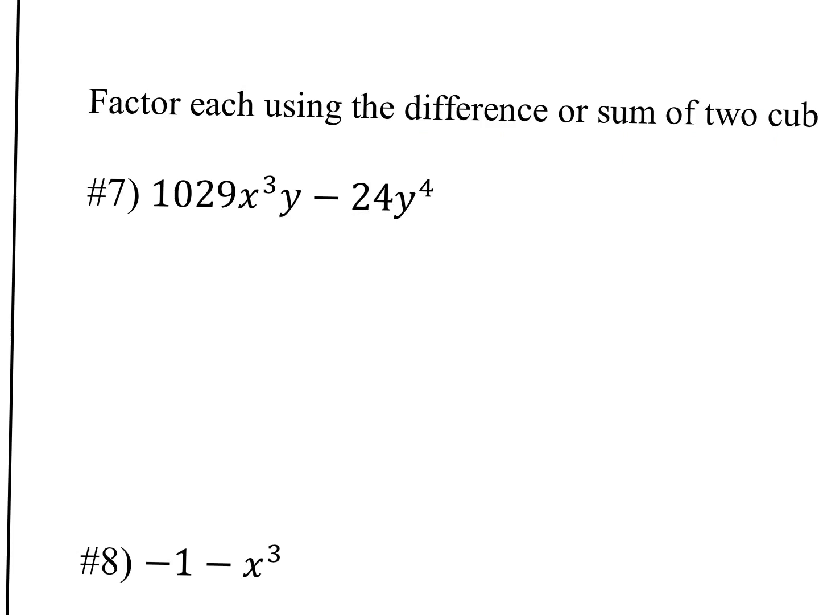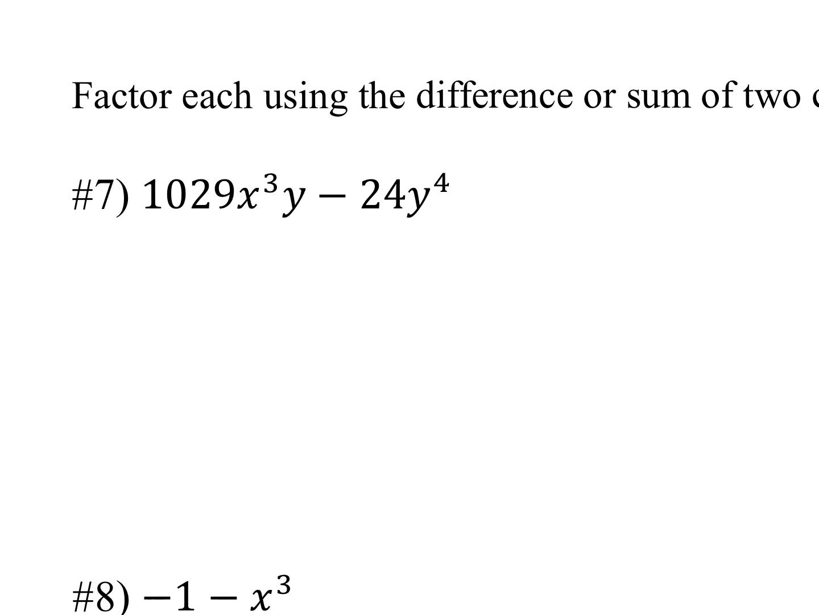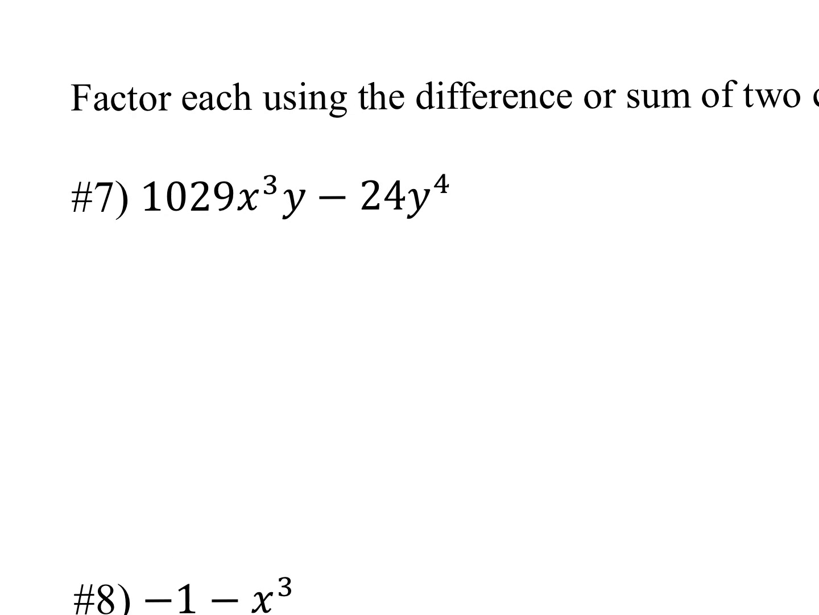Supposed to factor this by using the sum or difference of two cubes. First thing I look for is the greatest common factor, as well as making sure my terms are in descending order with respect to one of my variables, and it is with respect to x cubed. The GCF of this problem is a 3y. If I factor that out, I'm left with 343x cubed minus 8.